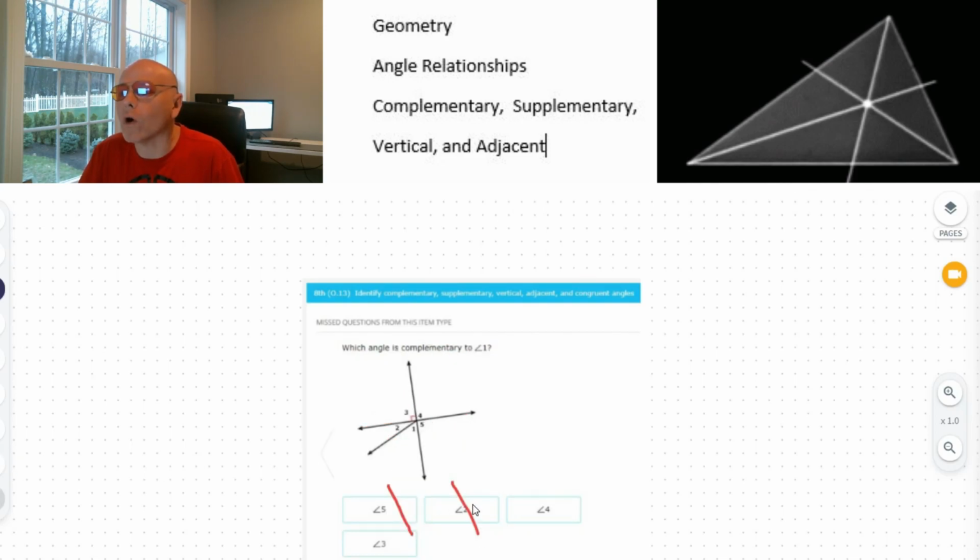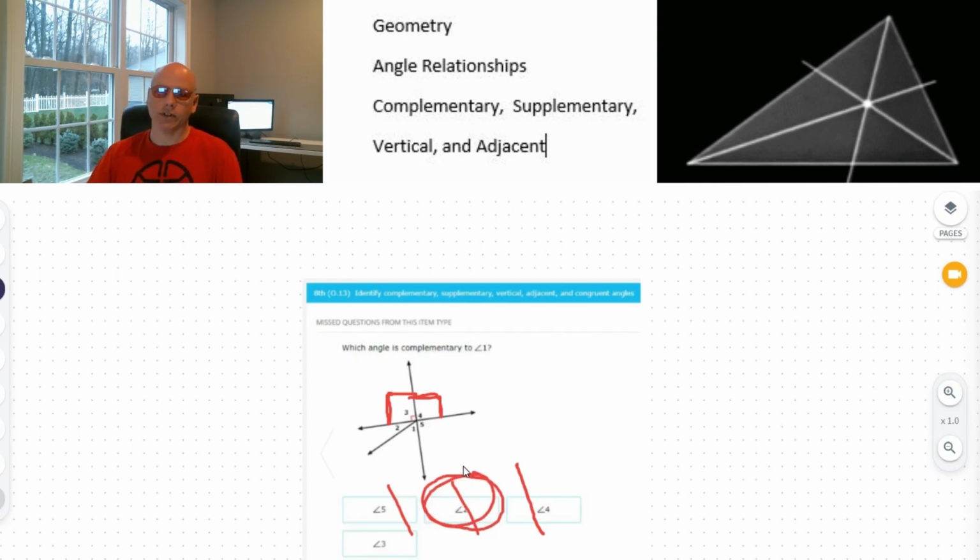Okay, angle 4. Is that one? No, that's 90 itself. How could that be complementary? It's two angles that equal 90. This is one angle that is 90. That's not it. Angle 3. Well, we started off by saying that's 90. So guys, it's got to be angle 2. It's the only one that really makes sense. You got to break it down. Next.